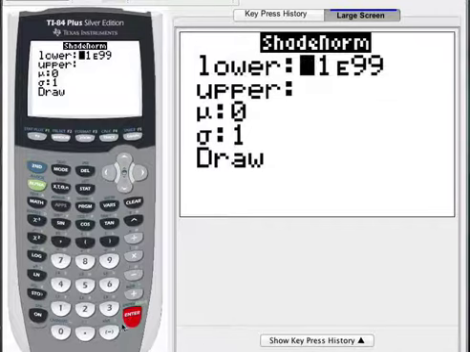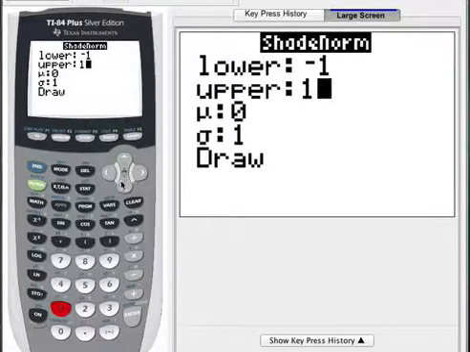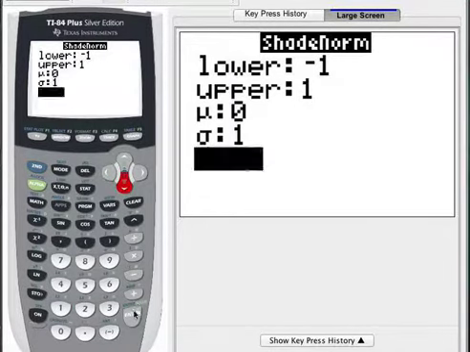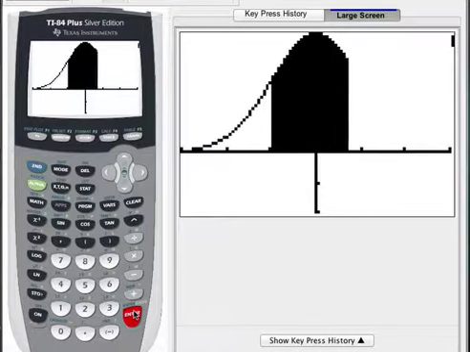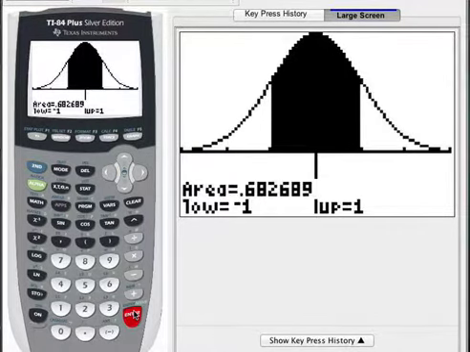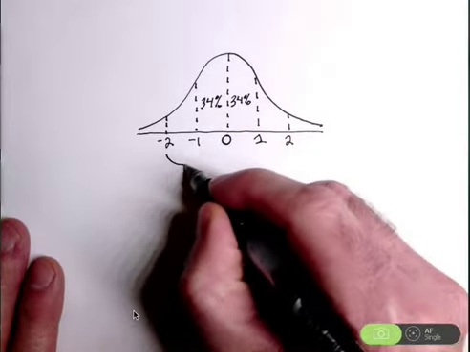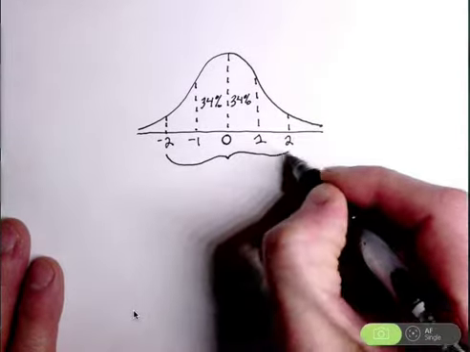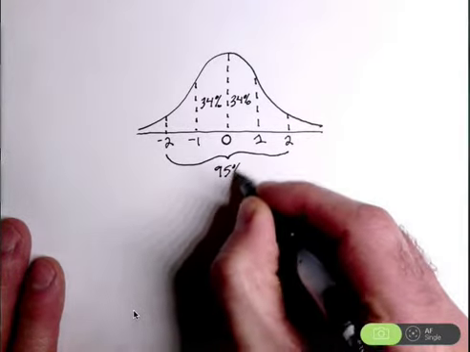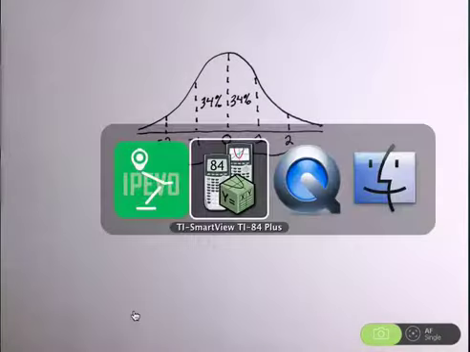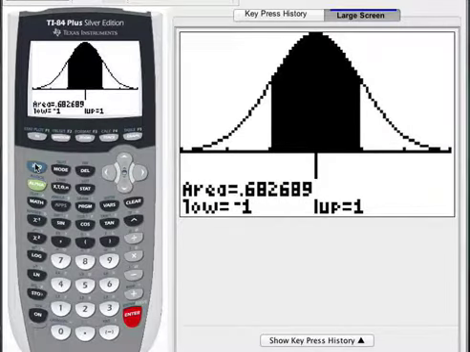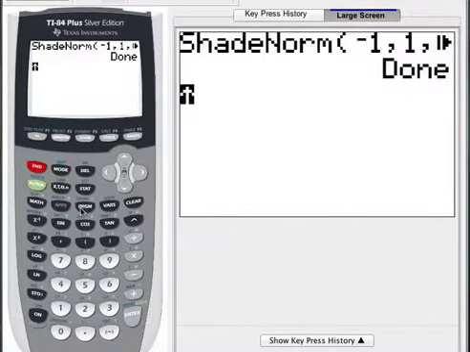So if I use -1 for my lower boundary, so that's one standard deviation below the mean, and one standard deviation above the mean, if we look at the percentage of the data in the normal distribution, we get 68%. Well, that explains the 34% and the 34% that we just labeled on our model. So here, between two standard deviations above and below the mean, this accounts for approximately 95% of the observations in normally distributed data. So again, we can confirm that by using our calculator and the shade norm command.